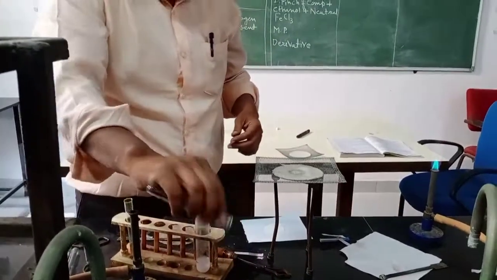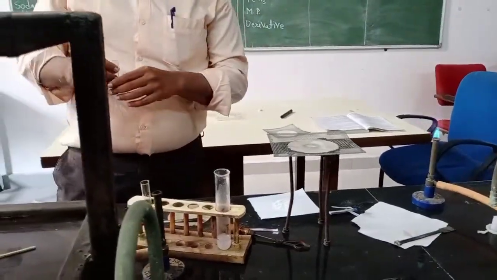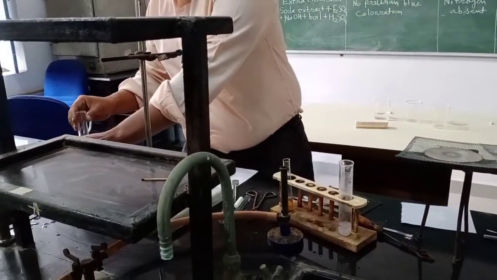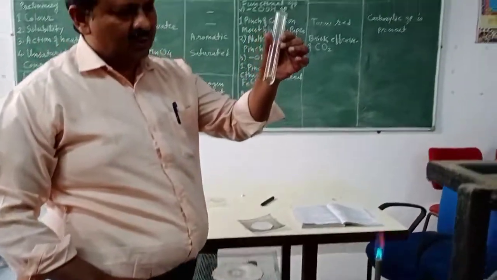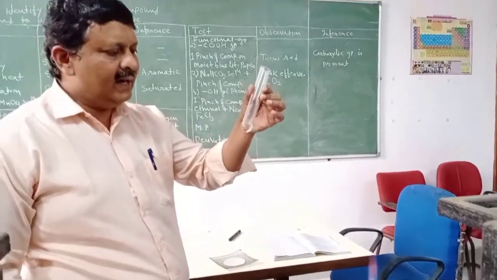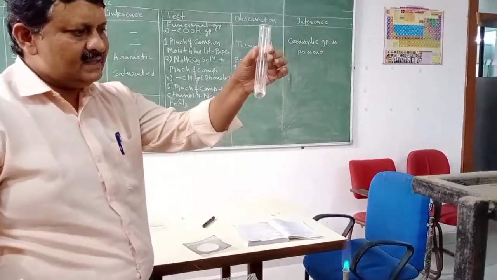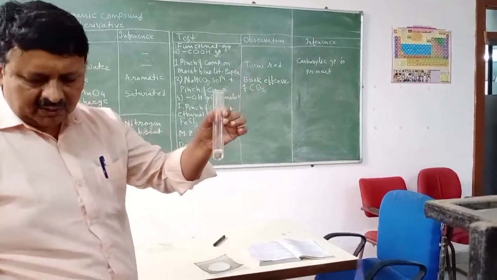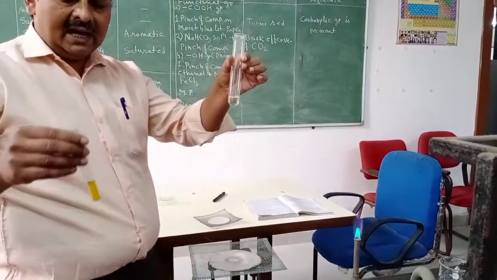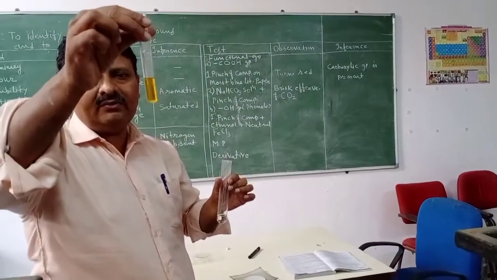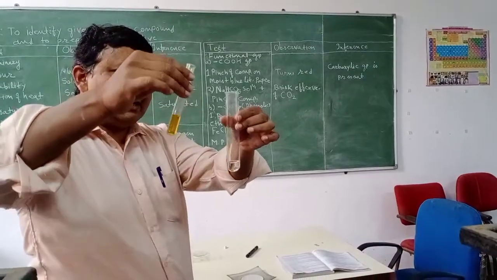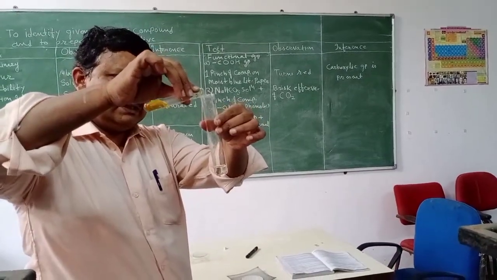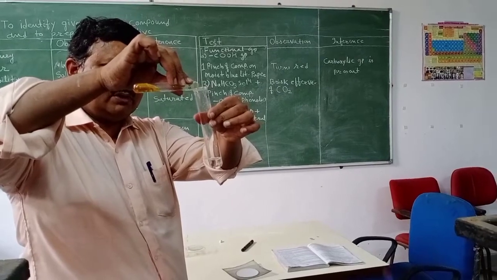We have to take the given organic compound in alcohol. Here I have taken alcohol, ethyl alcohol. To that I have added the given organic compound. This is an alcoholic solution of the given organic compound, and to that I am adding this neutral ferric chloride solution.